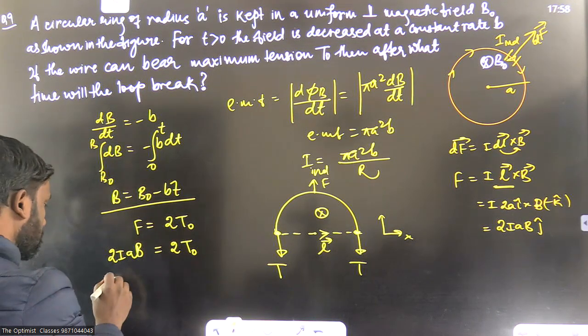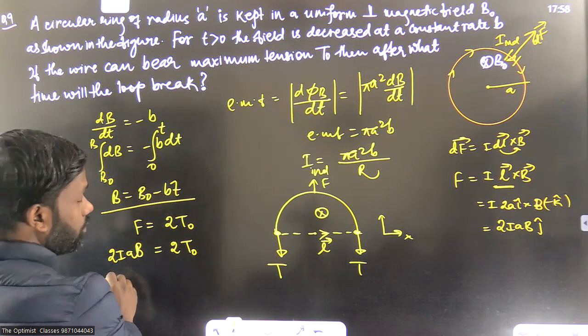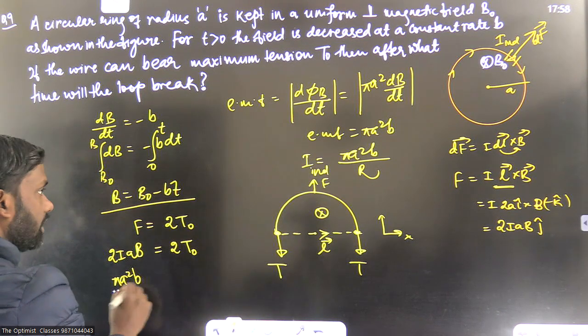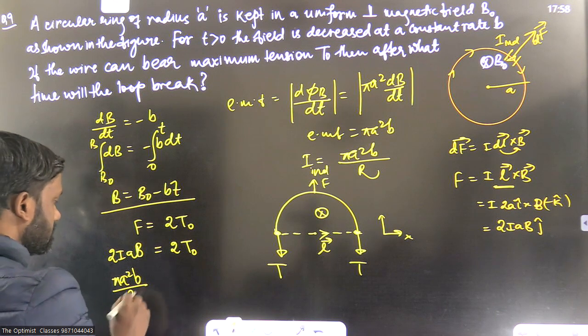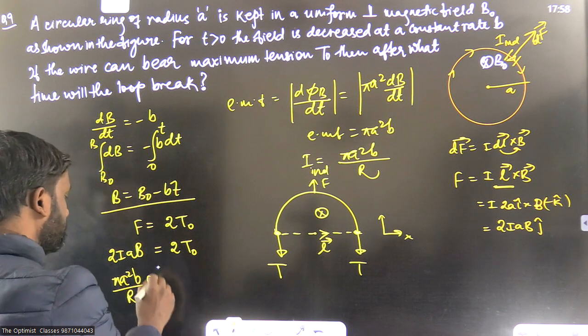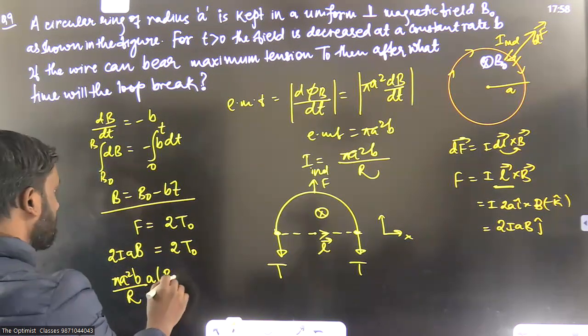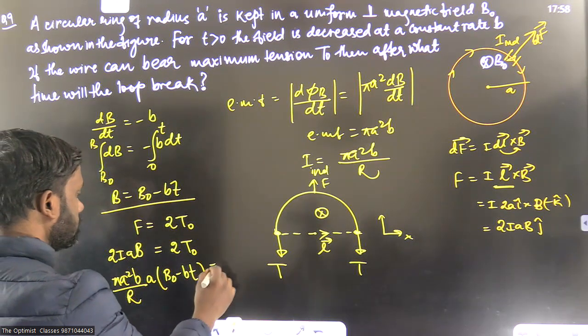So 2 and 2 will cancel out. We can put the value of I from here. I is pi A square and B, divided by R. This is resistance. And here again there is A and B, we can put from here. See, B was equal to B naught minus BT. That is equal to T naught.